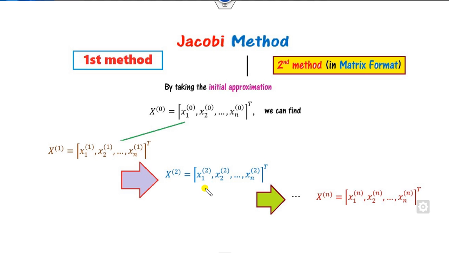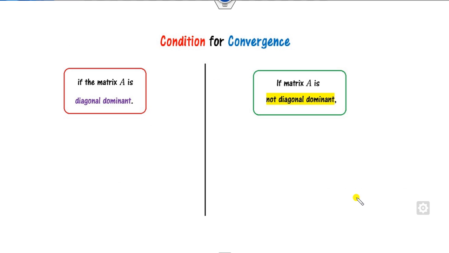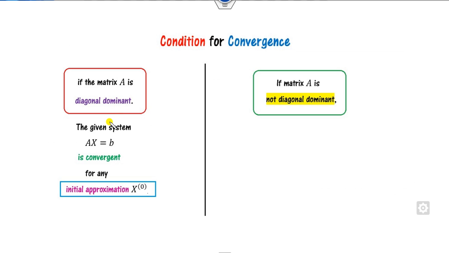But remember, because this is an iterative method, what is the condition for convergence? A very simple target. Firstly check whether A is diagonally dominant or not. If it is diagonally dominant, then the system is convergent for any initial approximation. What is the meaning of any initial approximation?